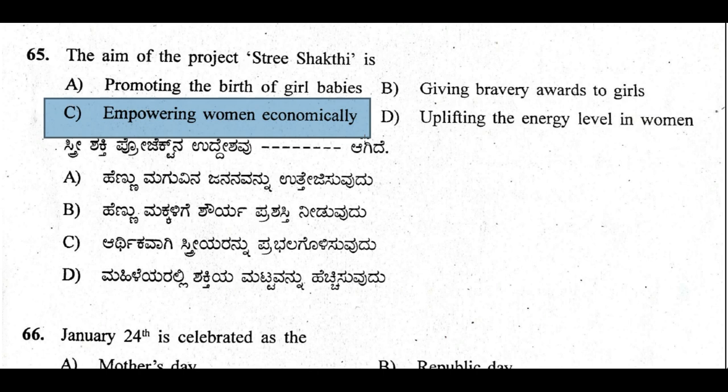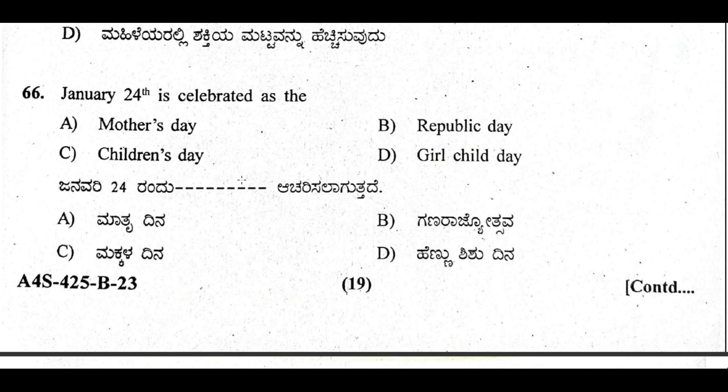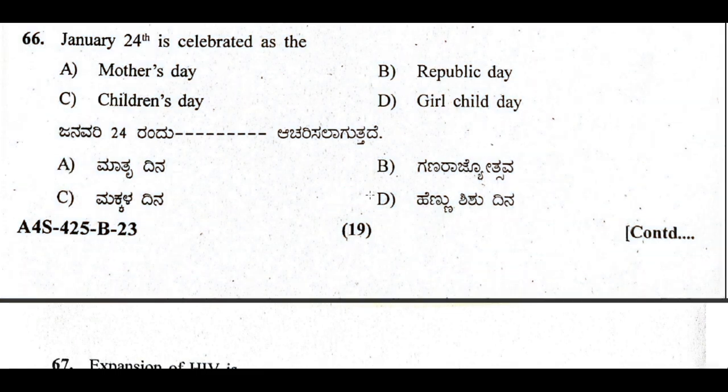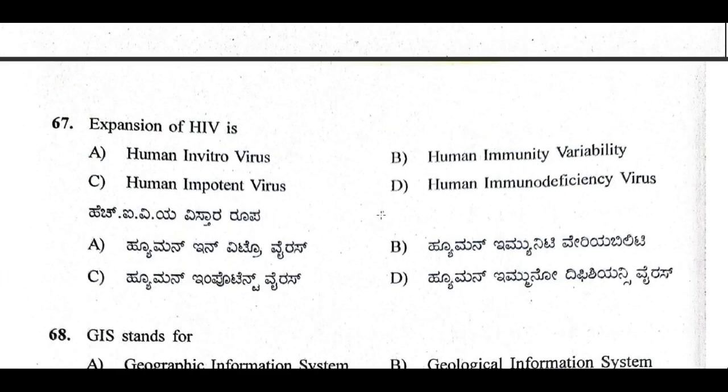Coming to question number 66, January 24 is celebrated as Mother's Day, Republic Day, Children's Day or Girl Child Day. So January 24, not 26, if it's 26, Republic Day was there. So January 24 is Girl Child Day. This is the National Girl Child Day, which is celebrated in India every year on 24th January. Question number 67. Expansion of HIV. Just now we discussed about AIDS and HIV. So options are given, and HIV stands for Human Immunodeficiency Virus. So option D is the right answer.